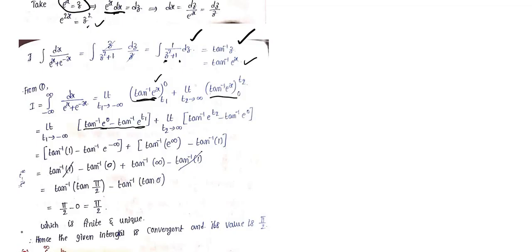Here also I am substituting upper limit. Then I am getting tan inverse of e power t2. After that, I am substituting lower limit in the place of x. Then I am getting tan inverse of e power 0. That means after substitution of upper limit and lower limit, I am getting tan inverse of e power t2 minus tan inverse of e power 0. I know the value of e power 0, that is 1, because any number power 0 is 1 only.